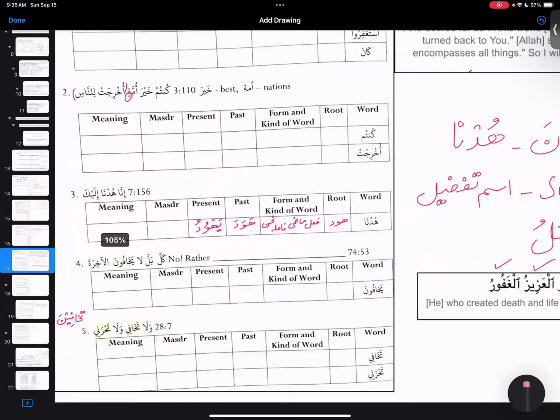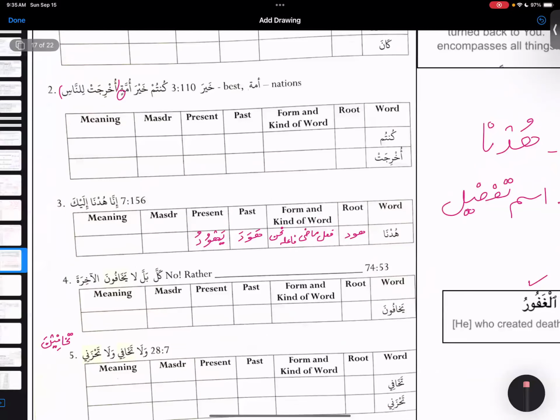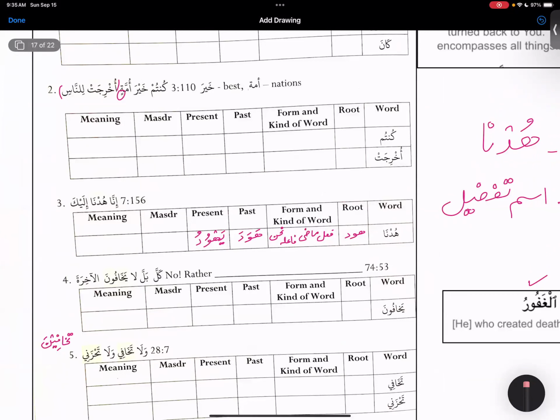Then it says kalla. Kalla gives the meaning of not at all, right? Kalla, bal, rather. La yakhafuna al-akhirah. They do not have fear of the akhirah. So khafa yakhafu. What bab? Nasara yansuru? Sami'a. Khafa yakhafu, sami'a.